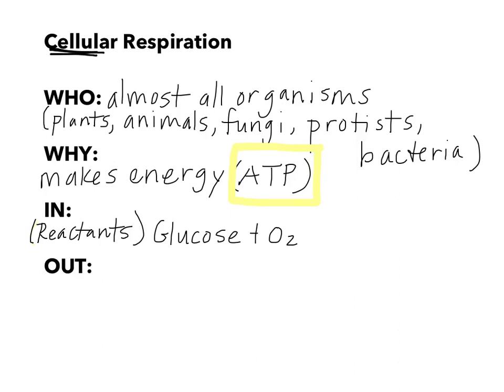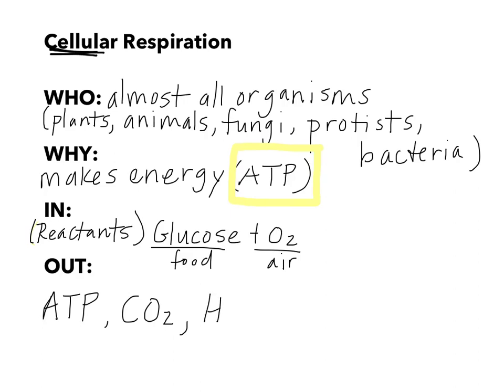Think about it. In order to make energy, you need glucose in the form of your food and oxygen that you breathe in through the air. That's how you make energy for your muscles and the rest of your body to function. What do we get out of that reaction? Well, I've already specified that we get ATP, so that's our energy, and we also get, as a byproduct, carbon dioxide, which we breathe out, and then finally water, which we might sweat out or urinate.